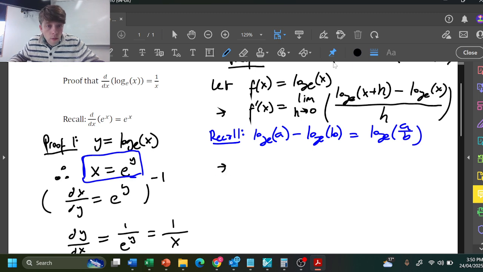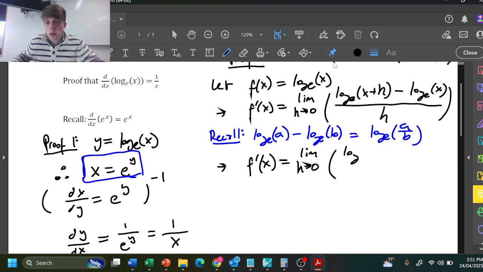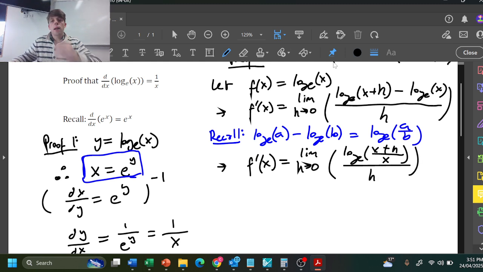So therefore, getting back to here, the derivative is going to be equal to the limit as h goes to 0 of log e of x plus h divided by x, right? So x plus h divided by x. That's just simplifying things down a little bit for ourselves. Okay, now what can we do with this?